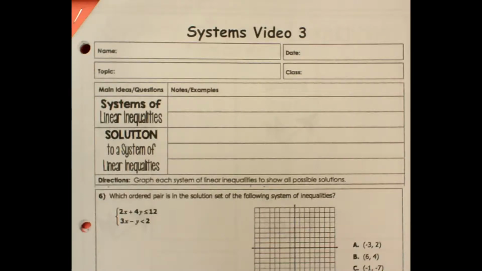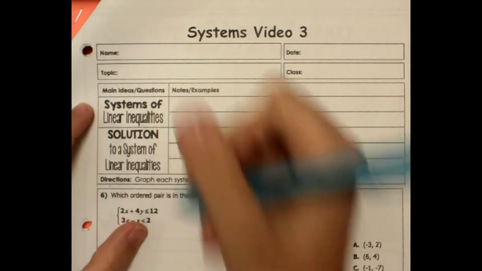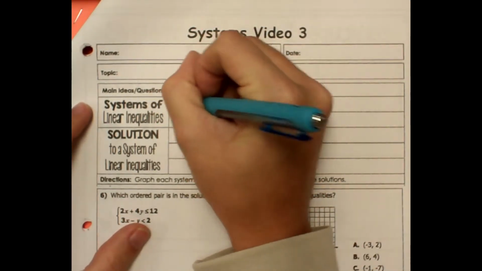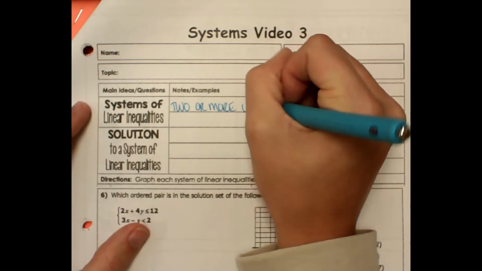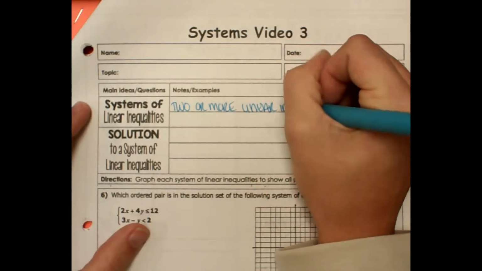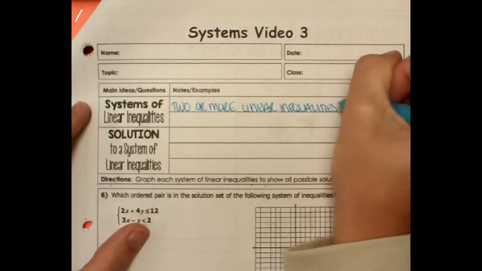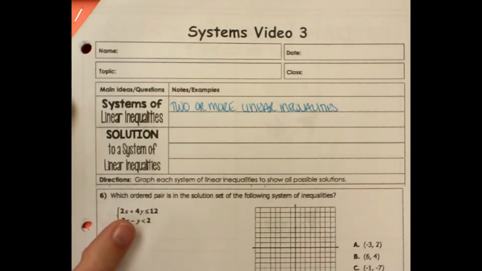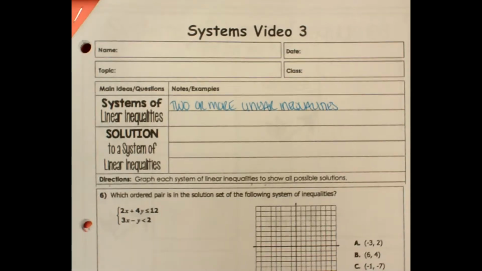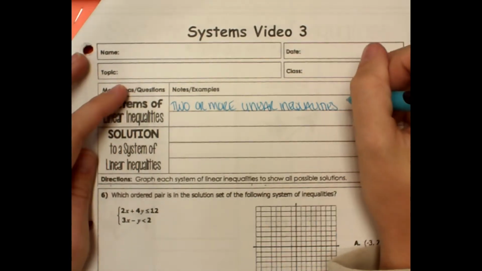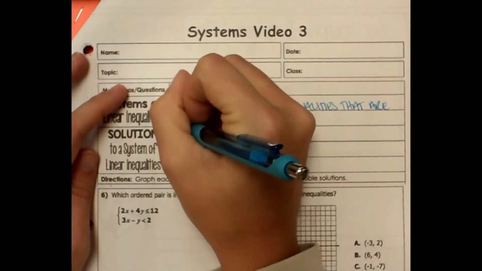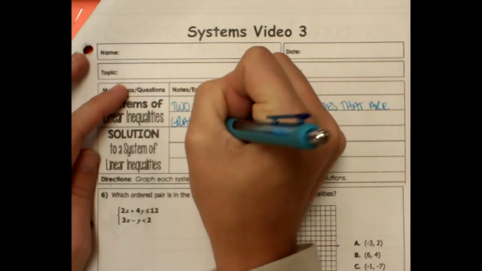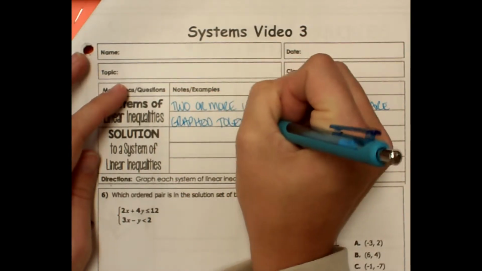So for our systems video 3, we're going to start looking at systems of linear inequalities. A system of linear inequalities just means that we have two or more linear inequalities that are graphed together. So make sure you have all of that written down.